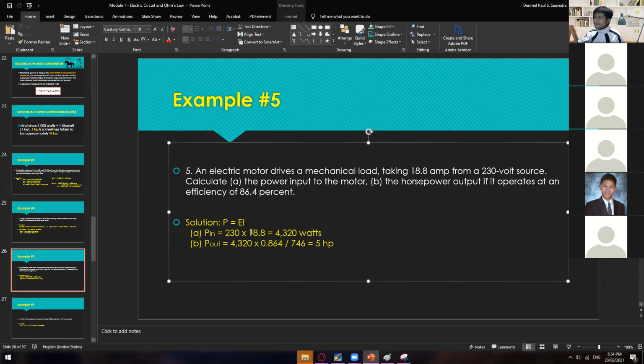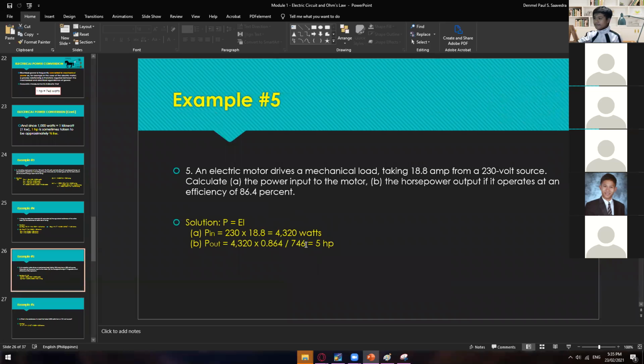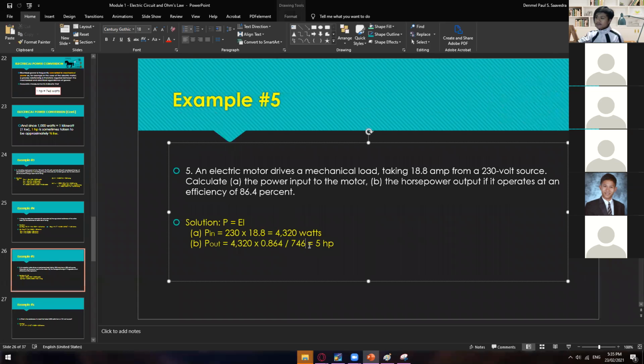We divide by 746 watts per horsepower. The exact value is 745.7, but we just round it up, so instead of 745.7, we use 746 watts. Do not use 745.7, just use 746.